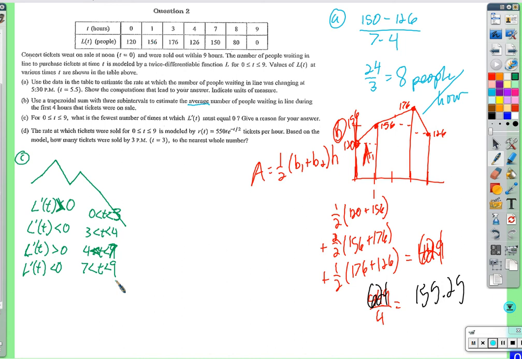Since this function L prime of t is differentiable, how do we know that L prime of t is differentiable? Kendra mentioned it earlier. There are no poles. Continuous. It says right here, modeled by a twice differentiable function, which means if you take the derivative of L, the derivative itself has a derivative, right? Meaning that it doesn't have any pointy cusps or holes or anything bad like that. It's nice and smooth and curvy, and you can take the derivative of it. Okay.